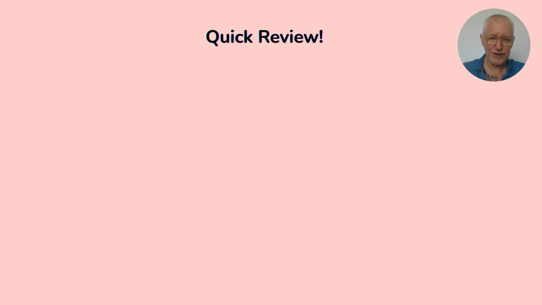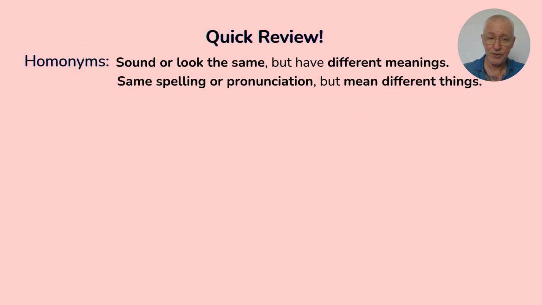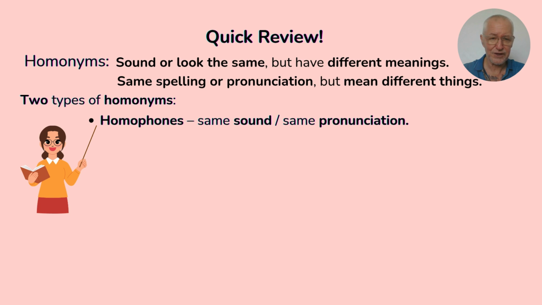Okay, let's do a quick review, quick recap. Homonyms. These are words that sound the same or look the same but have different meanings. The same spelling or pronunciation but mean different things. Same but different. There are two types of homonyms. The first is homophones, which sound the same, the same pronunciation. Remember, phones as in sound and hear.